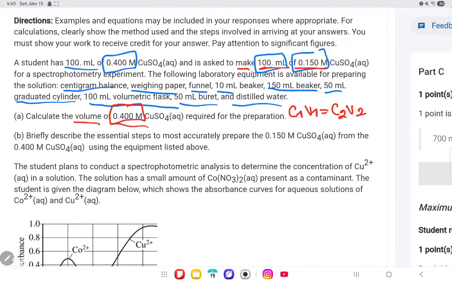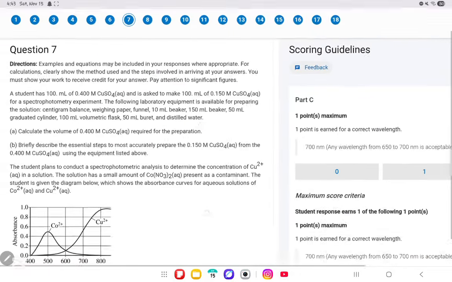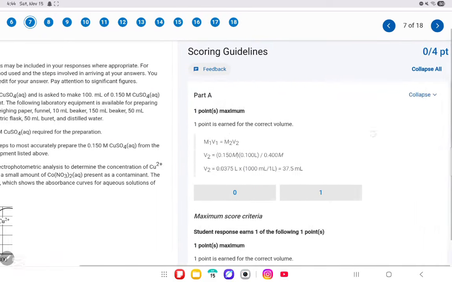So I have concentration 1, which is 0.400, times V1, equals C2, which is 0.150, times V2, which is 100. So V1 is equal to 0.150 times 100 over 0.400. That will give me my answer to be 37.5 milliliters, to the correct number of significant figures. Okay, that is perfect. Let's check in part A what's the answer.